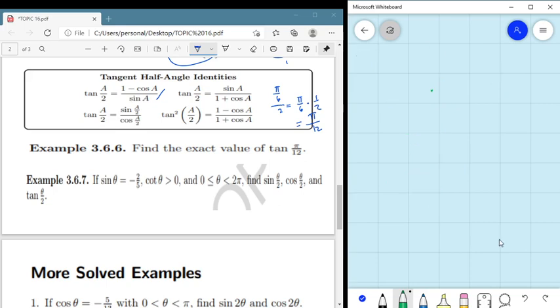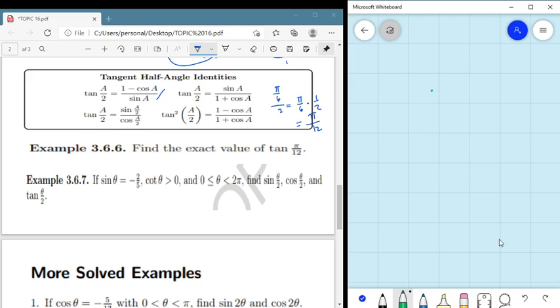3.6.6. Example 3.6.7. If sine theta is negative 2 over 5, cotangent theta is greater than 0, and theta is between 0 inclusive and 2 pi, so find sine of theta over 2, cosine of theta over 2, and tangent theta over 2.